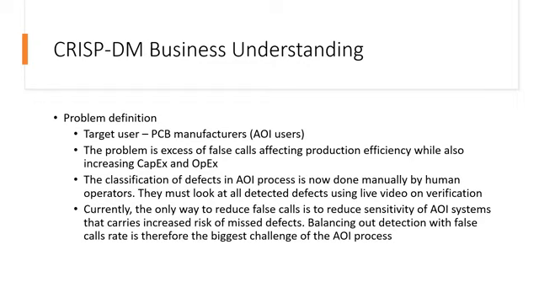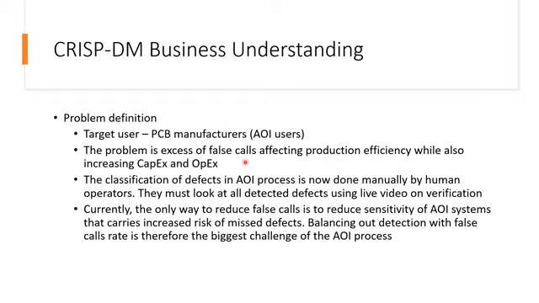Business understanding. So the target user here is a PCB manufacturer, which are AOI users, and we are actually manufacturers of this AOI equipment, so we know the business quite well. And the problem here is excess of false calls that is affecting production efficiency, but it also increases capital expenditure because customers have to buy more verification systems, and also operating expenditure that is all about operating those systems and maintaining them.